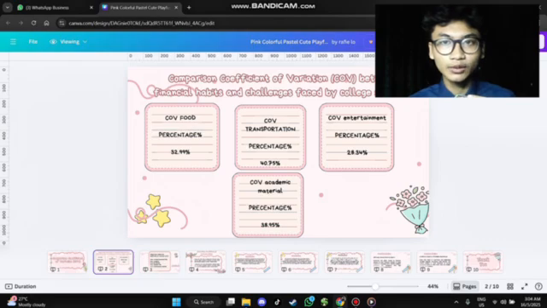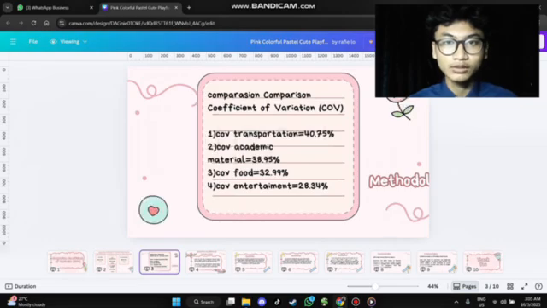I will continue by talking about the comparison of coefficient of variation, COV, between financial habits and challenges faced by college students. The first one is COV foods, the percentage is 32.99%. The second one is COV transportation, the percentage is 40.75%. The third one is COV entertainment, the percentage is 28.34%. The fourth one is COV academic material, the percentage is 38.95%.